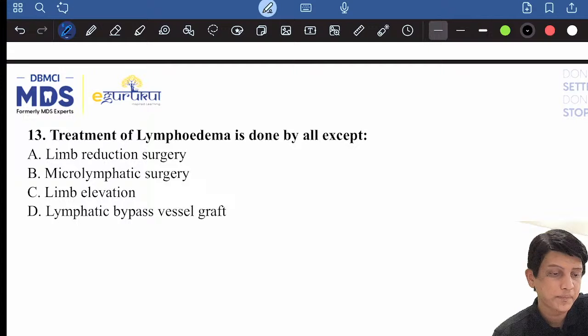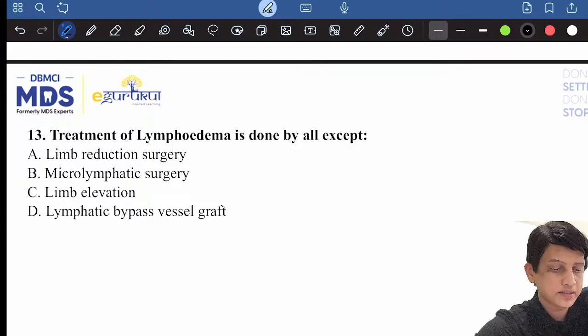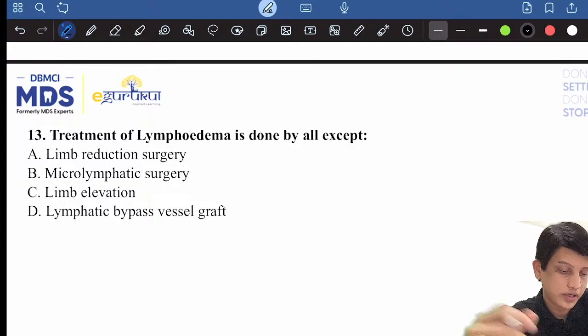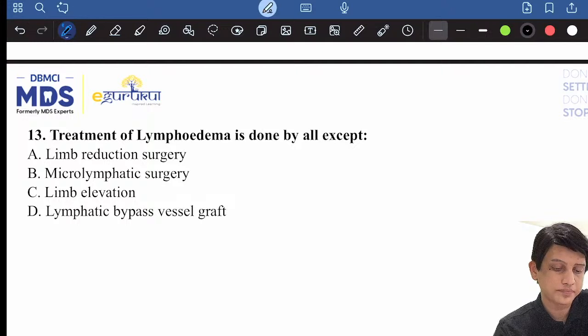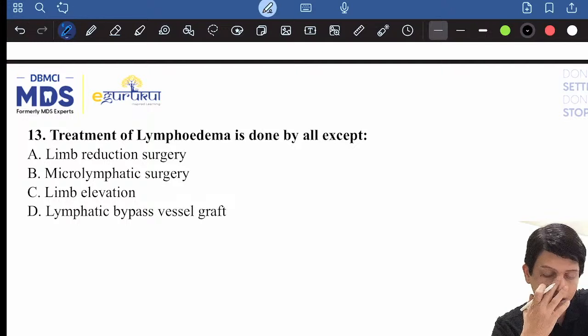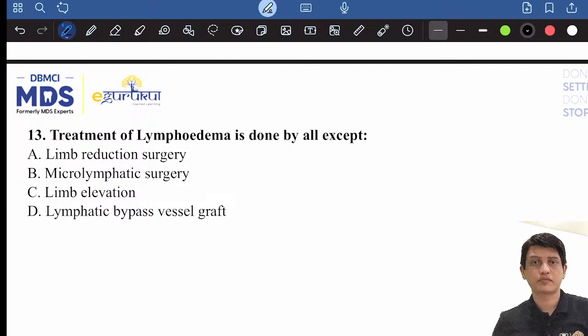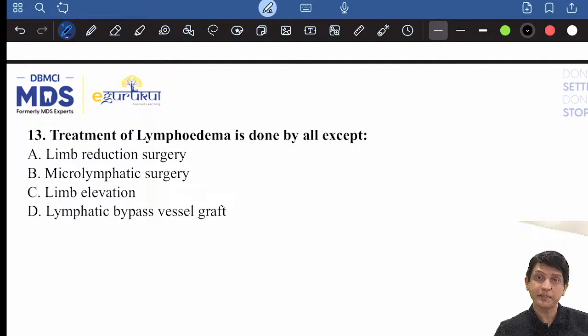Okay, can you please answer this? Treatment of lymphedema is done by all except. Treatment for lymphedema, you can do all of the following except: limb reduction surgery. Can we do it? The limb is so big in lymphedema, can we reduce the limb size by cutting it down?